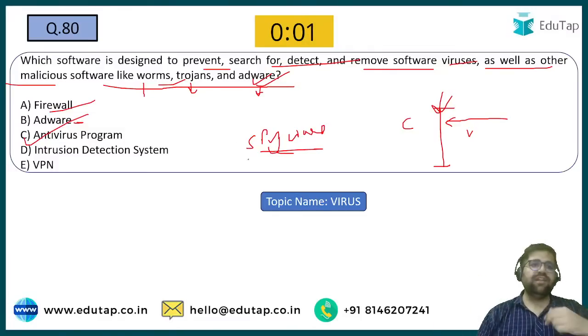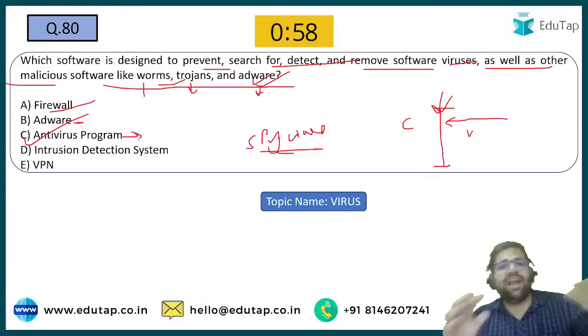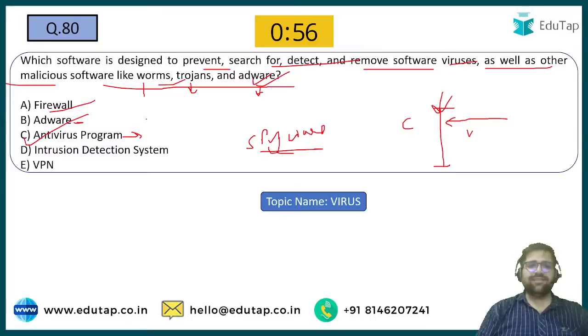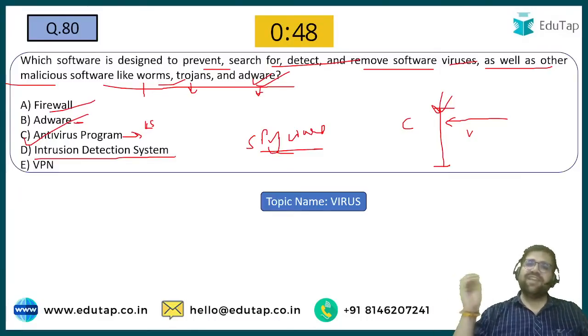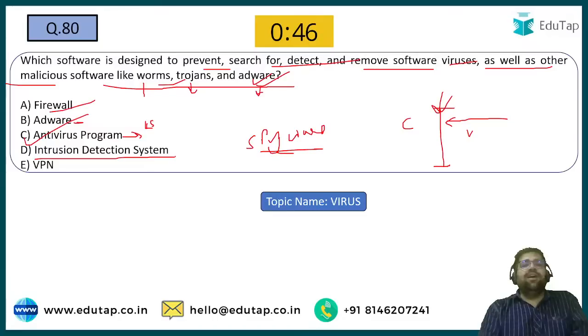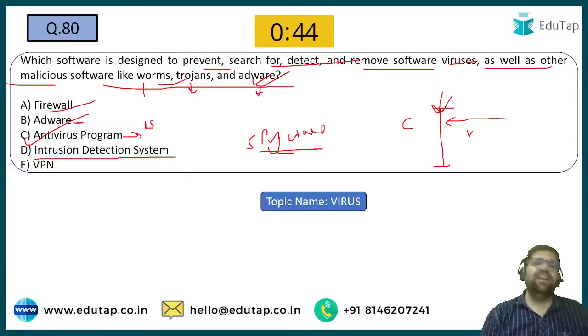Okay, adware explained. Antivirus program. Antivirus program is a kind of program which will fight against the viruses. This is a utility software. What is utility software? I have explained that. Intrusion detection system. Again, if someone is trying to enter your computer, this particular system will help you to come to know who is entering.